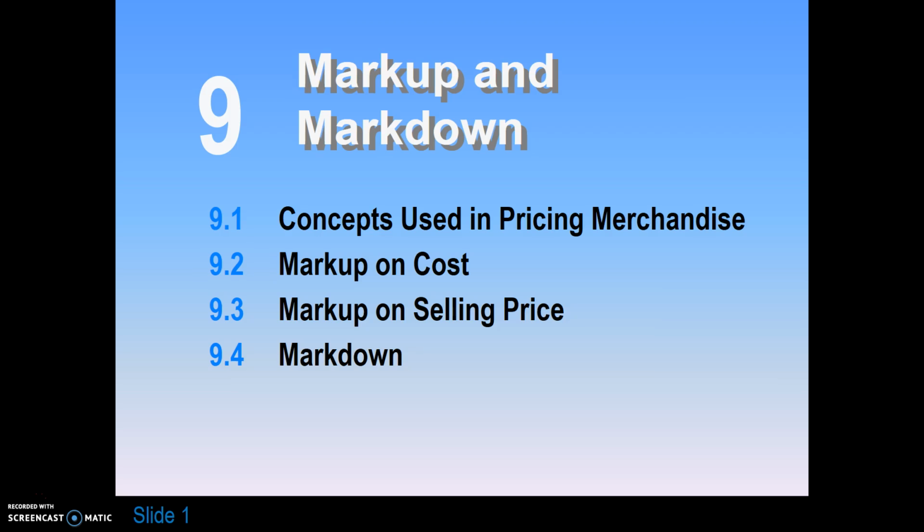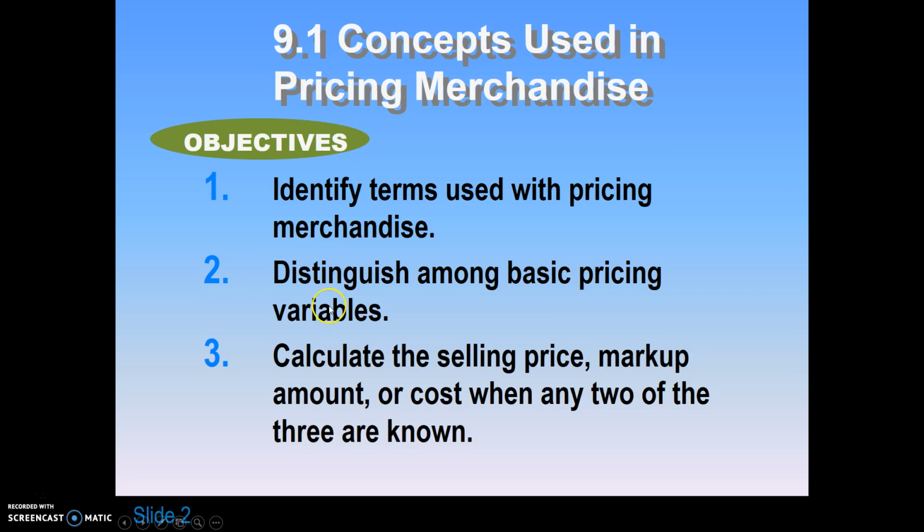It's actually very simple. So the markup and markdown, this is what we kind of talked about a little bit. This is all about your pricing, and this would be for your cash flow statement. So we're going to first start off with concepts used in pricing merchandise and markup on cost. So we're only going to get through 9.1 and 9.2 today. 9.1, we're going to identify terms used with pricing merchandise, distinguish among basic pricing variables, calculate the selling price, markup amount, and cost when any two of the three are known.